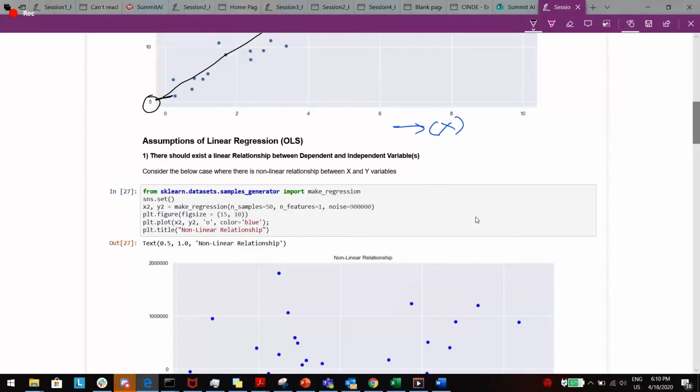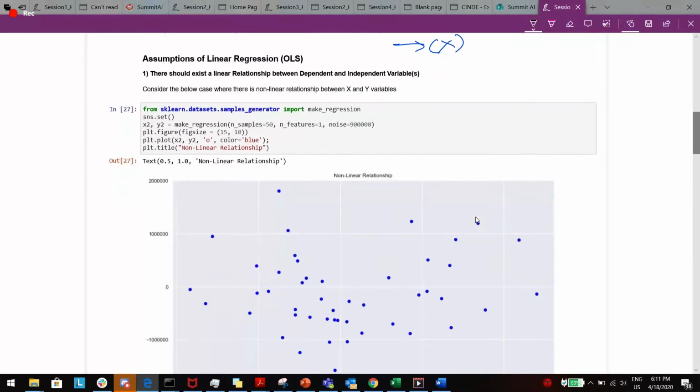When we look at ordinary least squares, trying to establish a relationship between x and y, there are certain assumptions which we are supposed to be bound by. The first and foremost assumption is that there should exist a linear relationship between dependent and independent variables. So to the question which we have seen just now, that is the basic relationship, but we'll also see what will happen if there is a non-linear relationship.